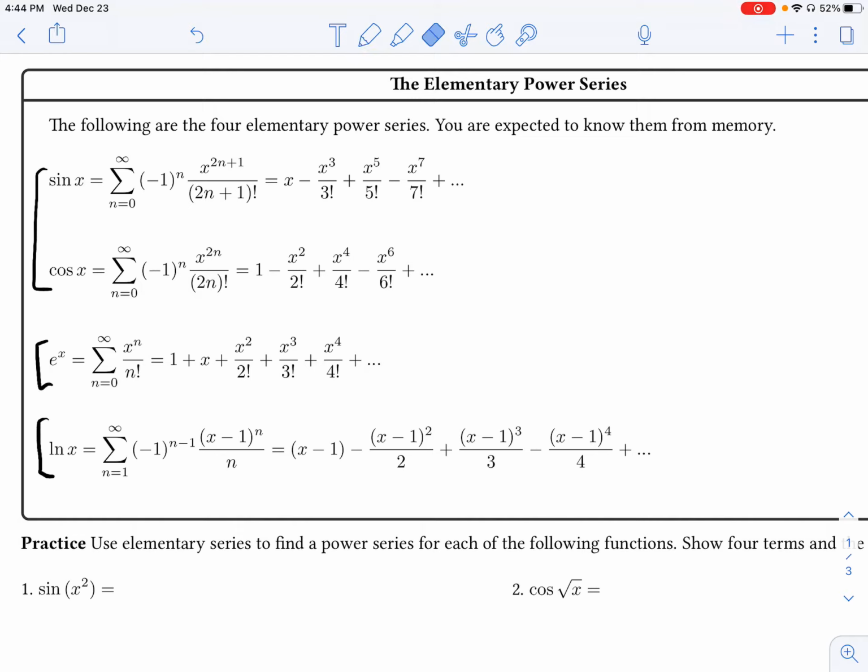The whole idea behind this first part of the lesson is to use these series that you see below to write the power series for more complicated or more difficult functions. So we're just going to dive right into it and start practicing some of these. I would recommend having these written down on flashcards or posted up somewhere so that you can start memorizing them because you're going to need to know them.